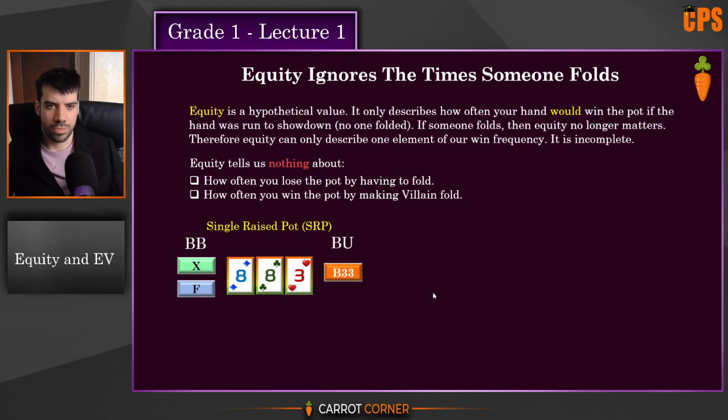That's what this B33 stands for. And big blind folds. What an eventful hand to start grade 1 of the Carrot Poker skill, huh guys? But don't worry, there's a lot we can actually glean from this situation. So in this example, big blind called preflop, checked the flop, and then folded to button's small bet.